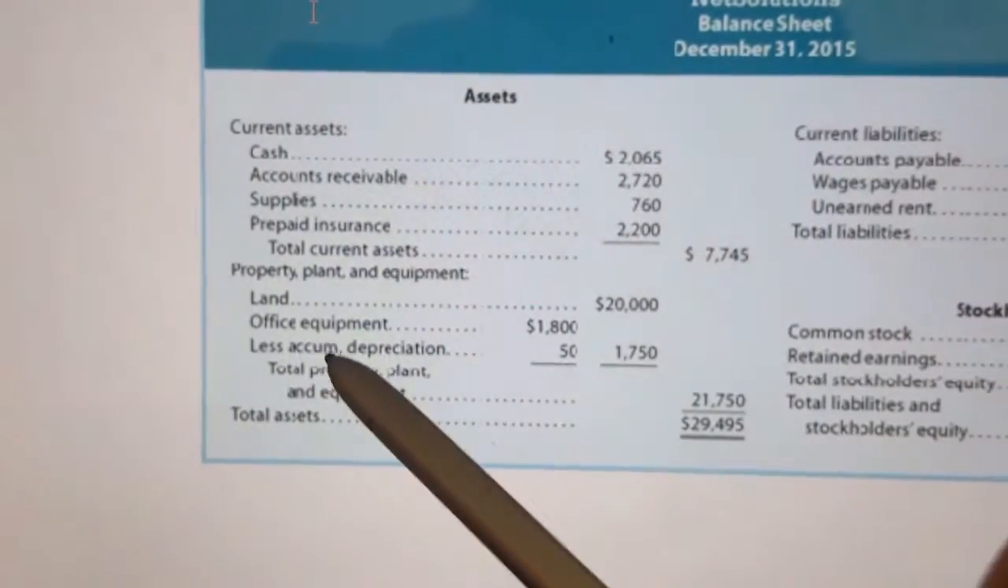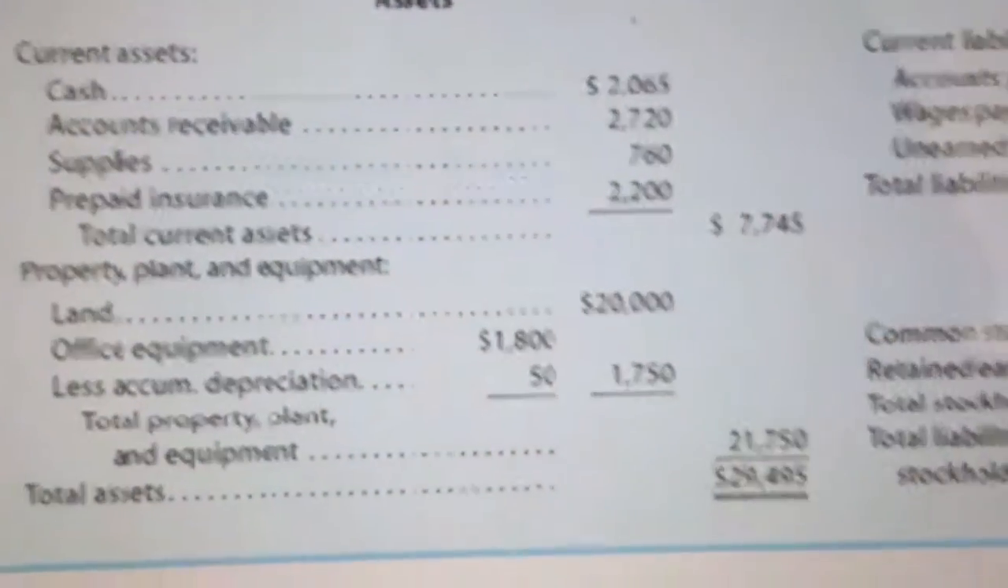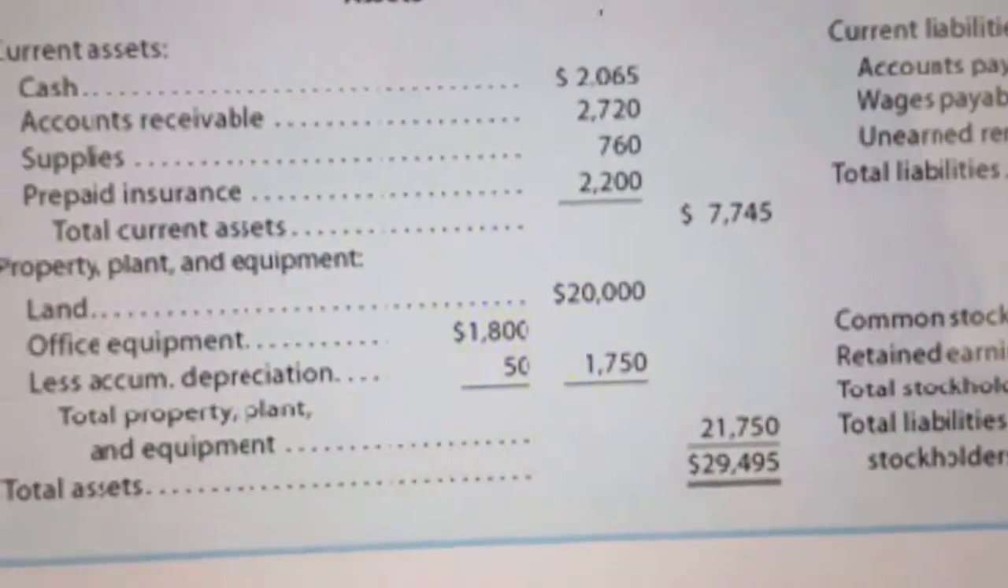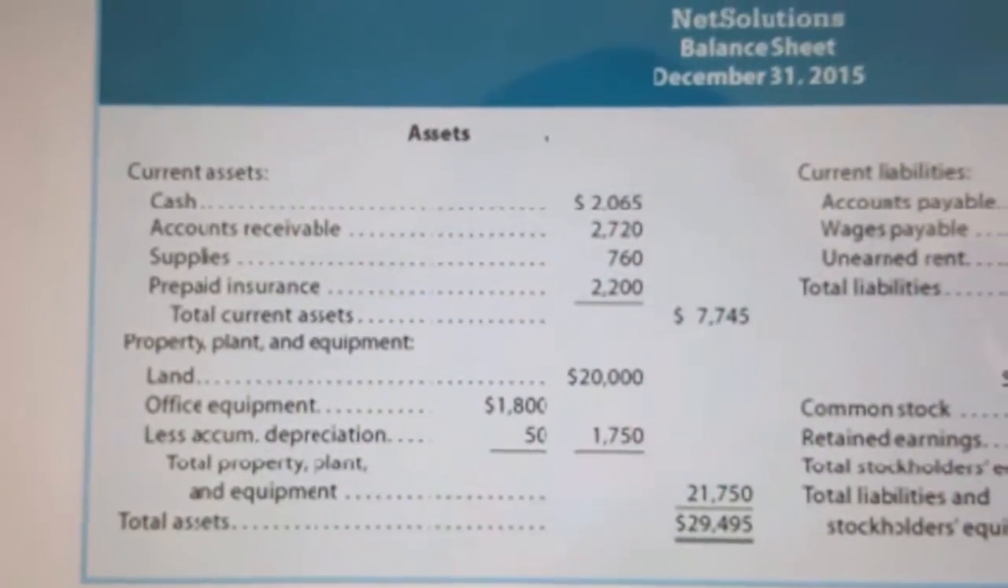And remember, accumulated depreciation is a contra asset, which means it has a normal, right? It has a normal debit balance. I'm sorry, it's a contra asset, which means it has a normal credit balance.